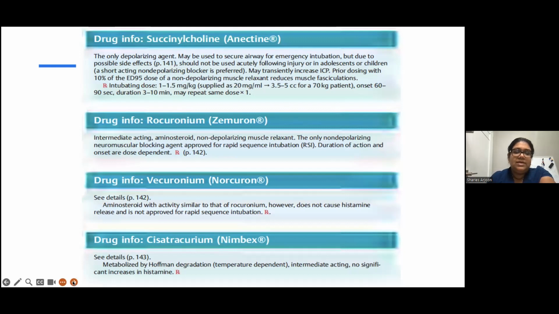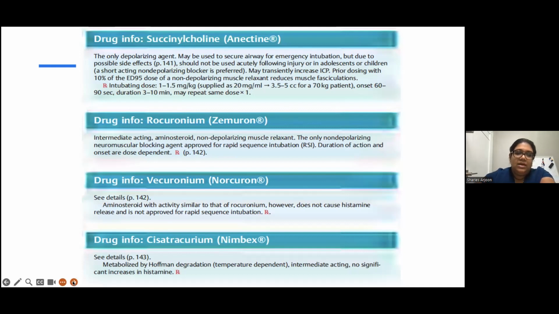Rocuronium is an intermediate-acting aminosteroid. It's a non-depolarizing muscle relaxant and the only non-depolarizing neuromuscular blockade agent approved for rapid sequence induction. The duration of action and onset are dose-dependent.